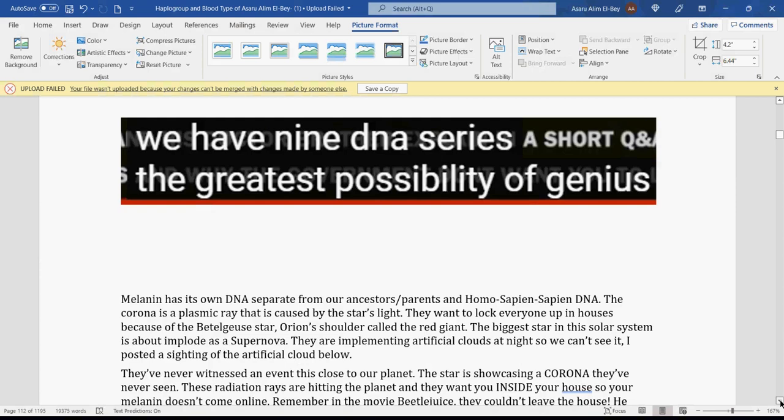because I have Khoisan, I have Yoruba, Igbo, Nubian, Egyptian, all of these various DNA melanated people. So we find that we have 9 DNA series, the greatest possibility of genius.